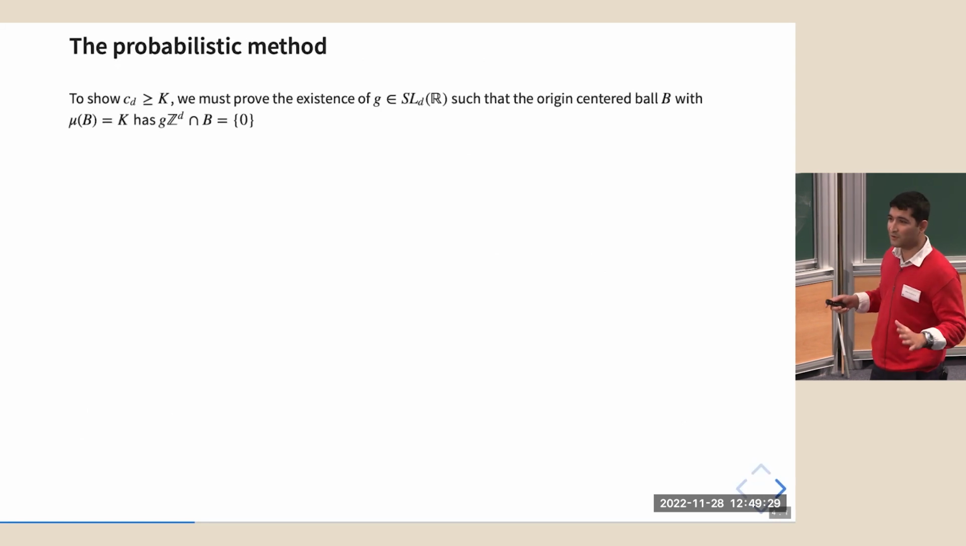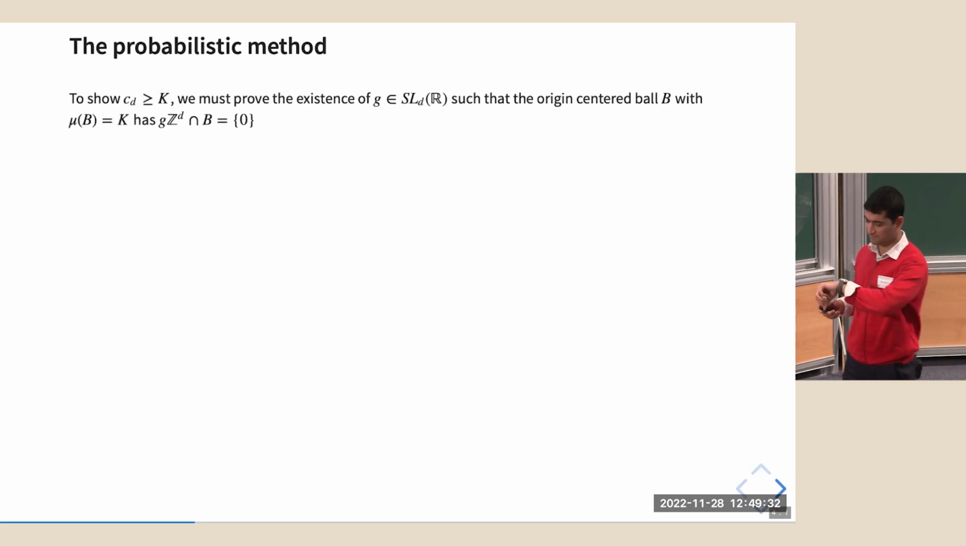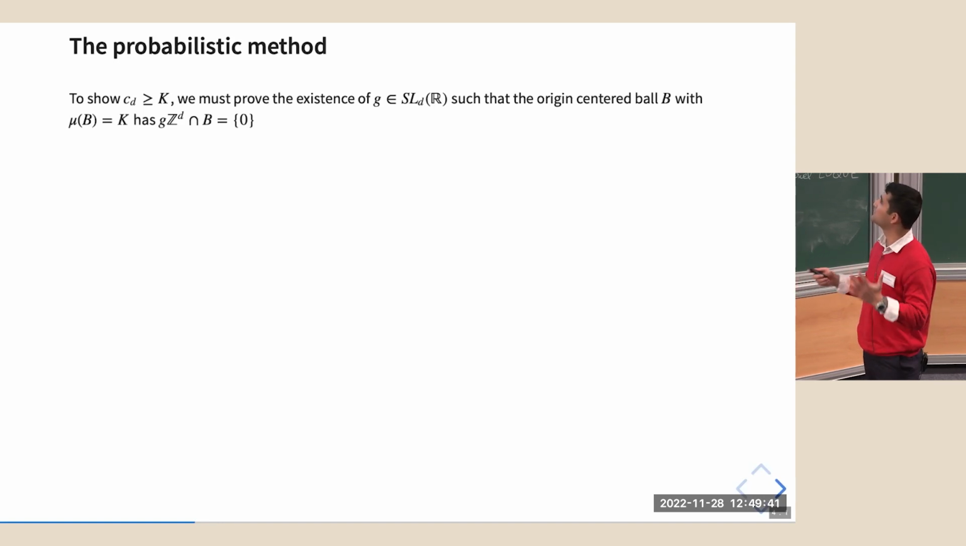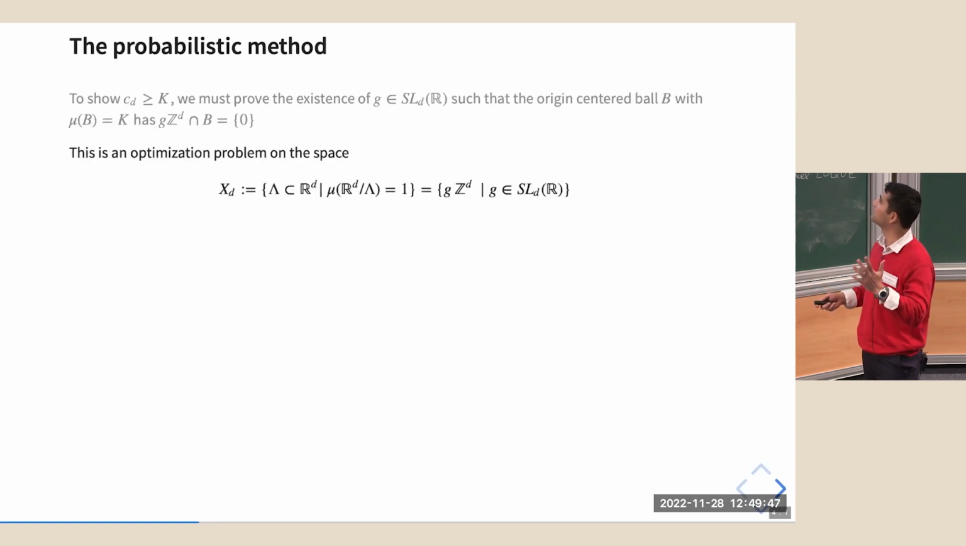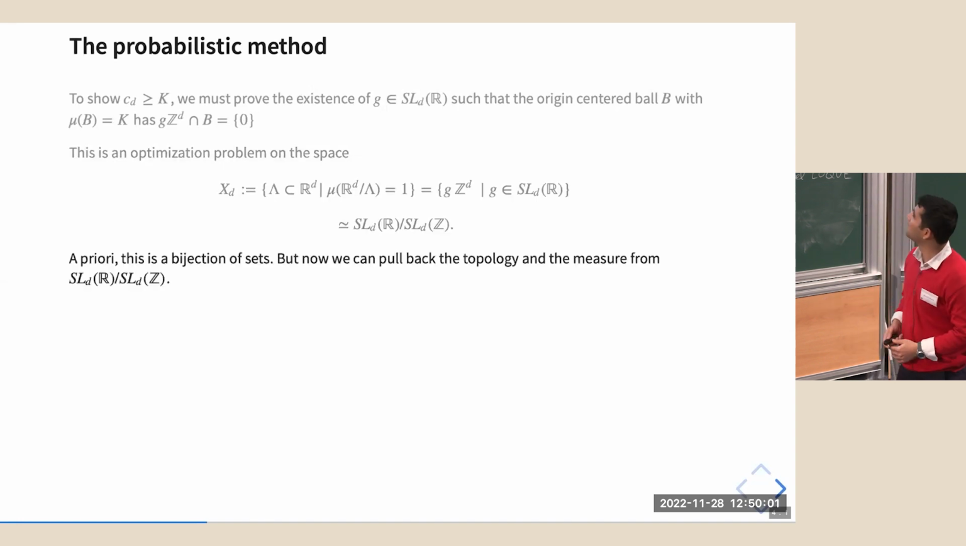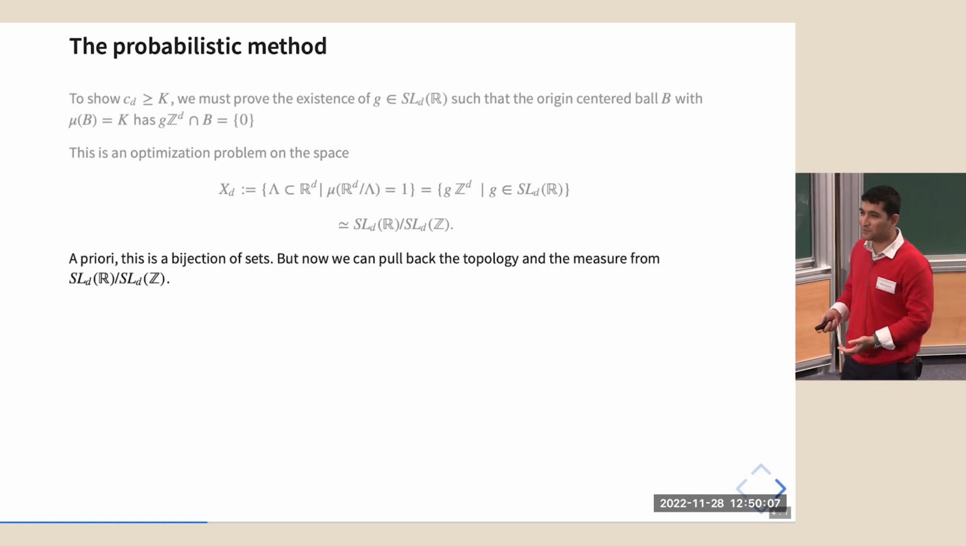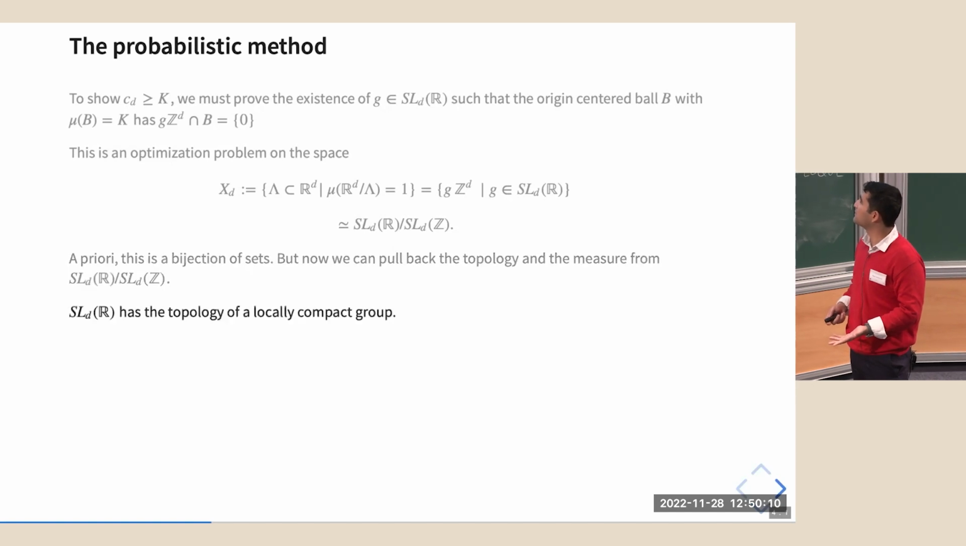So here is an overview of how all this machinery works. Okay, we must prove the existence of a matrix such that the lattice associated to the matrix has trivial intersection with the ball. Okay, this is an optimization problem on a homogeneous space, which is the set of all matrices up to integer matrices. So this is a bijection of sets, but you can also call it a topological space.